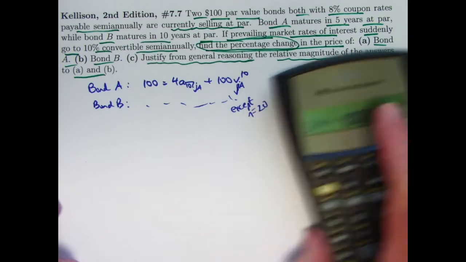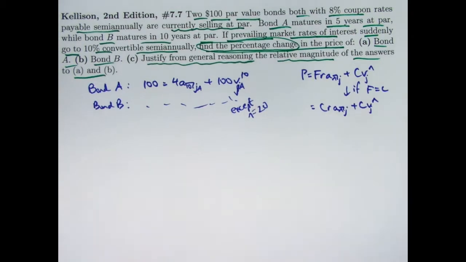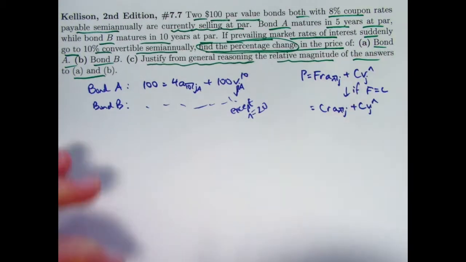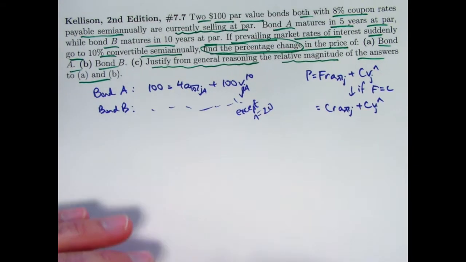That's got to happen. What this is showing is that when a bond is redeemable at par and when it is currently selling at par, that r equals j, the coupon rate equals the yield rate, and this price is actually independent of n.